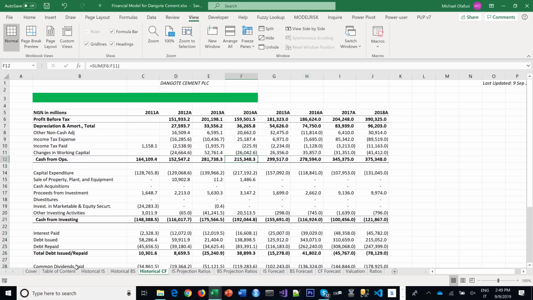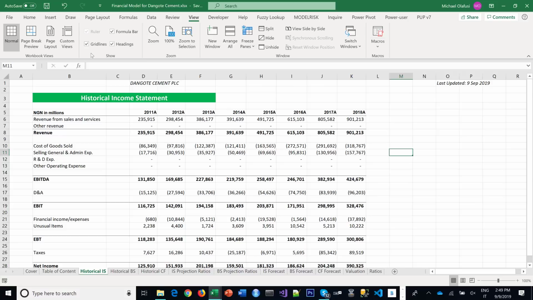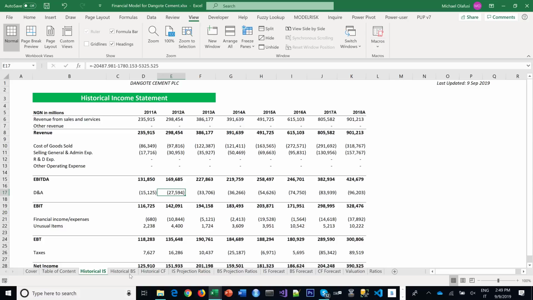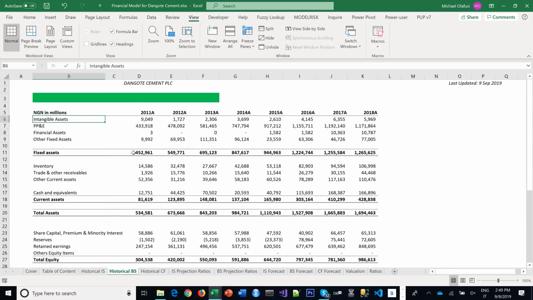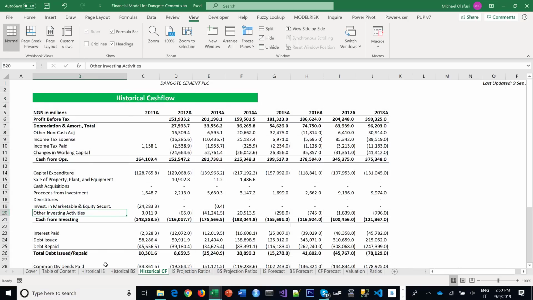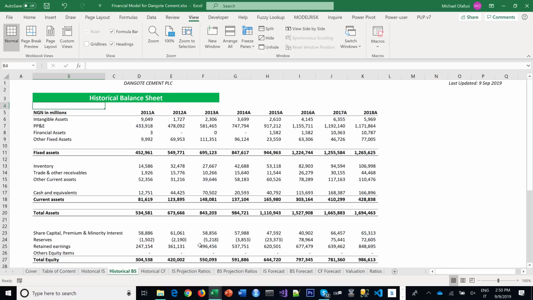Like I already explained, I prefer to turn off the grid lines so they look a lot neater. So I do likewise for this. This is the historical balance sheets. This is the historical cash flow. I also turn off the grid lines. So you see they look a lot neater that way.